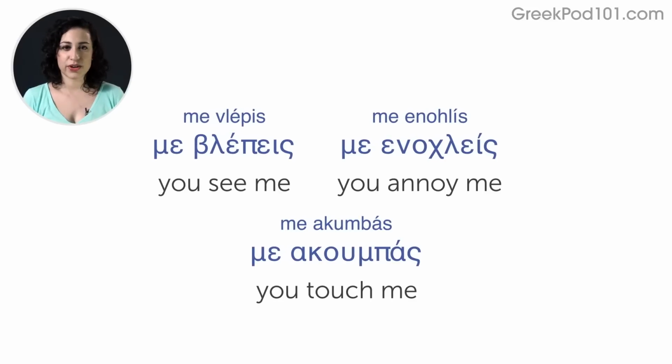Now, with any other transitive verbs apart from those special ones that I mentioned before, we use the weak personal pronouns in accusative as a direct object when needed. For example, με βλέπεις, you see me. Με ενοχλείς, you annoy me. Με ακουμπάς, you touch me.